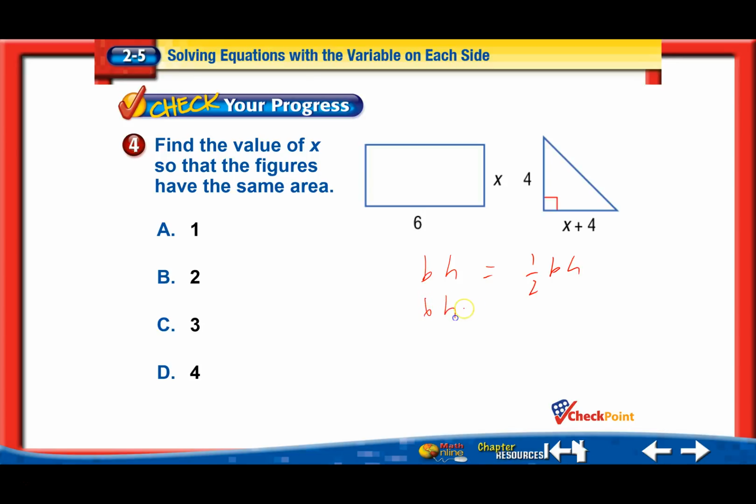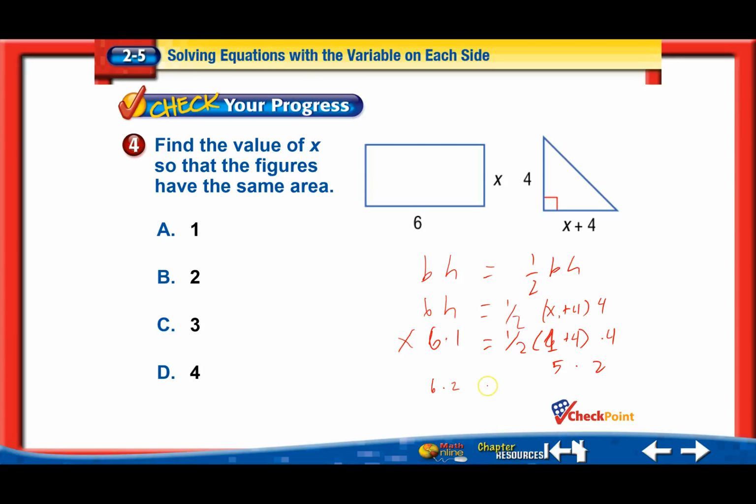So 6h equals 1/2. Looks like x plus 4, x plus 4 and 4. So we just start putting numbers in here. 6 times 1 equals 1/2, 1 plus 4 times 4. So this can go to 2, that'll go to 5. 2 times 5, 6. Nope, that one's not right. Not going to work. Let's keep going.